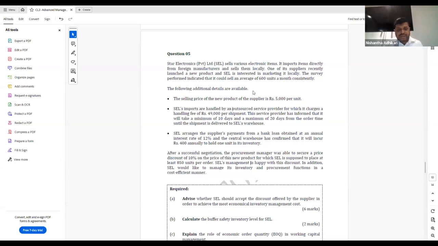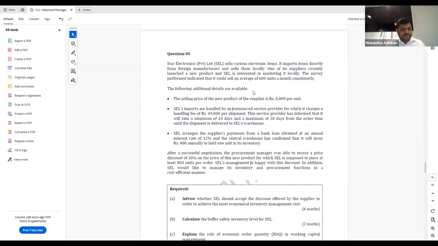600 divided by minimum plus maximum, right? Minimum 10, maximum 20, okay. Maximum consumption, how to calculate it? Generally, you will consume 600 units over the period, and this is for 30 days, and maximum period will be 20. That means maximum consumption will be 400 units.